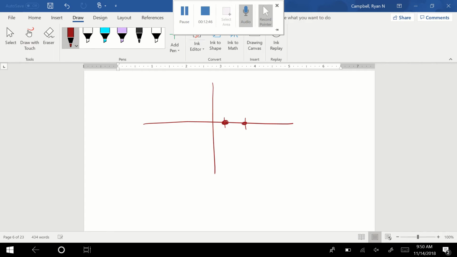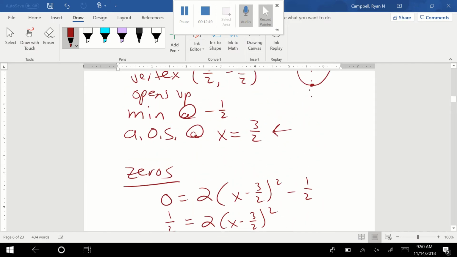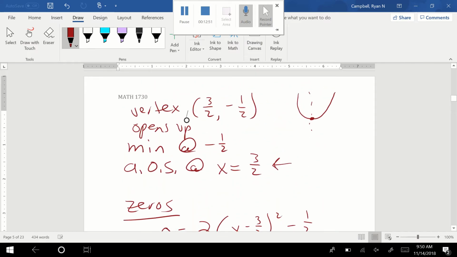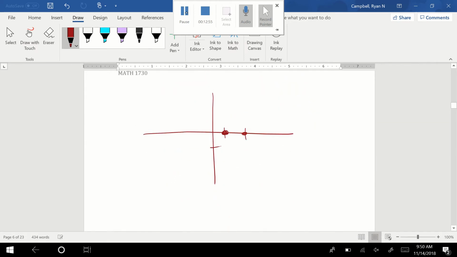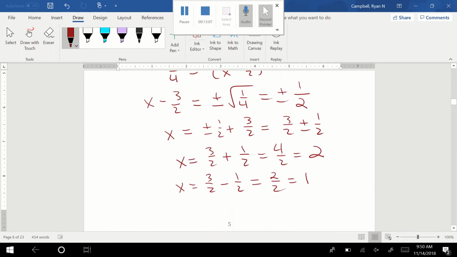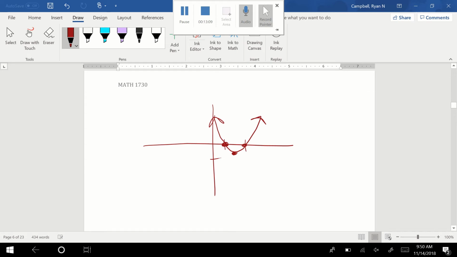And where was our vertex going to be? It was at 3 halves, negative 1 half. So 3 halves is just 1.5, so that's right in the center. 3 halves, negative 1 half. We know it opens up, so there's a sketch of our graph. Remember the zeros were the x-intercepts, so that's where it crosses the x-axis, and then our vertex was at 3 halves, negative 1 half. And of course, if you wanted, that's where the axis of symmetry would be.